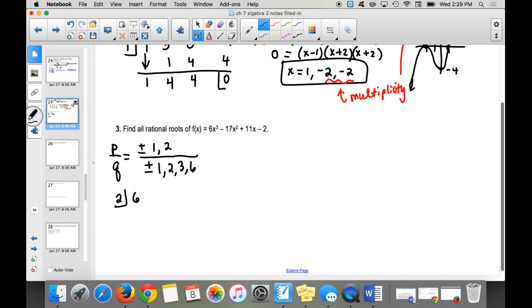So I have 6, negative 17, 11, and negative 2. And my goal is I want to get 0 at the end as my remainder. So let's see. 2 times 6 is 12. Add straight down, I get negative 5. 2 times negative 5 is negative 10. Add straight down, I get 1. 2 times 1 is 2. Add straight down, I get 0. We were lucky, weren't we?